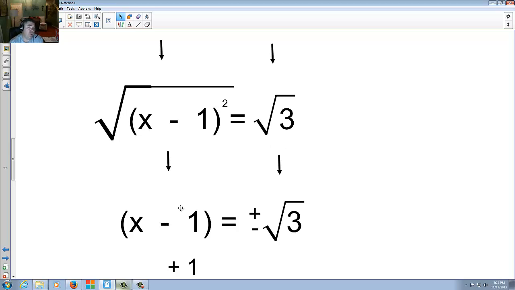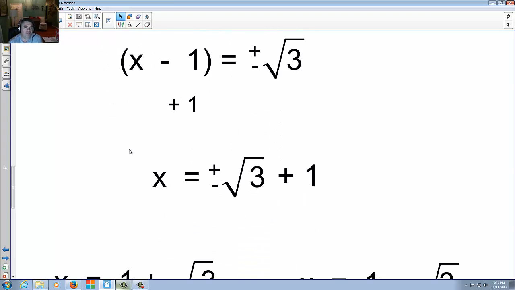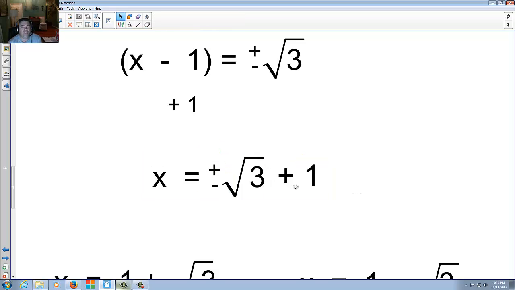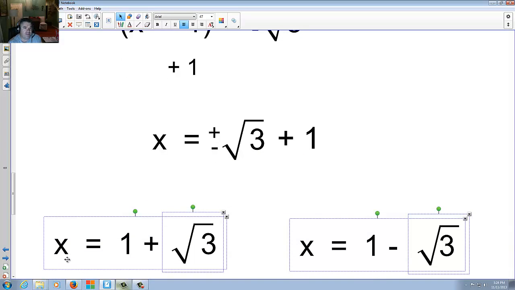Now instead of minus 1, we're going to add 1 to one side, add 1 to the other. But remember that positive and negative square root of 3 are split into a positive square root of 3 and a negative square root of 3, which means two different outcomes. So this really is your finished product: positive, negative square root of 3 plus 1. You can keep it like that, or you can put it like this. You can say x equals 1 plus square root of 3 and x equals 1 minus square root of 3.